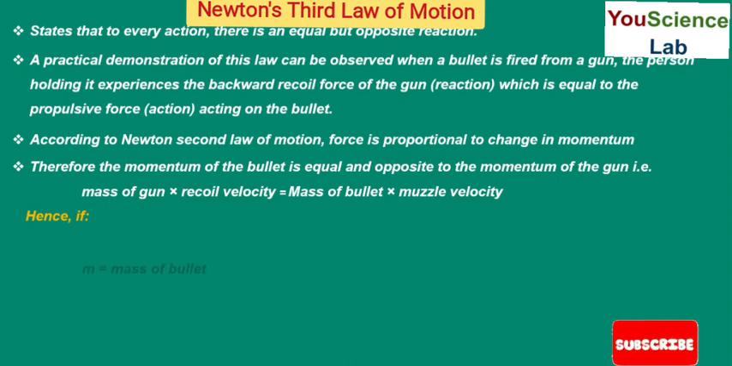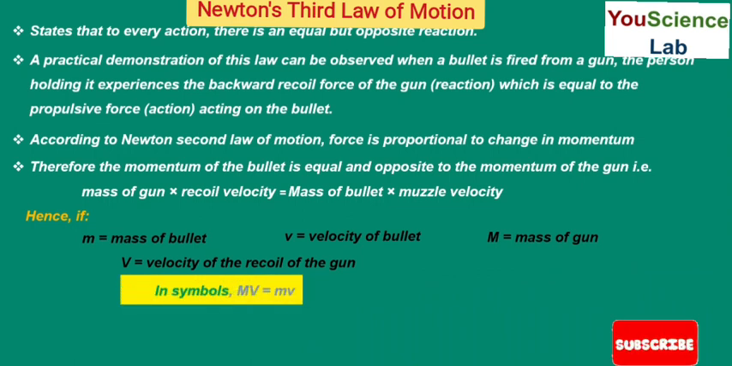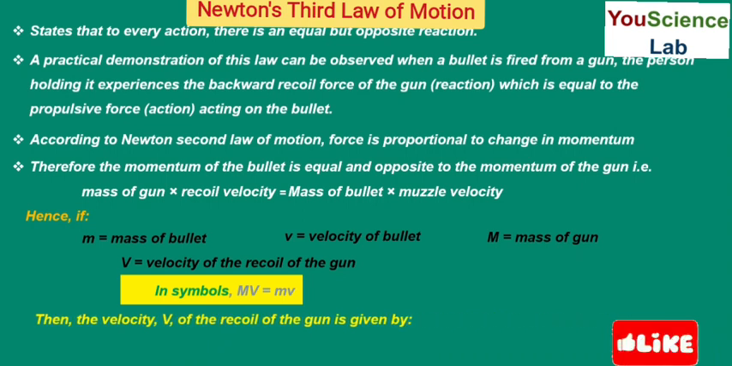Hence, if m is the mass of the bullet, v is the velocity of the bullet, M is the mass of the gun, and V is the velocity of the recoil of the gun, then in symbols, MV is equal to mv. Then, the velocity V of the recoil of the gun is given by V equals mv divided by M.